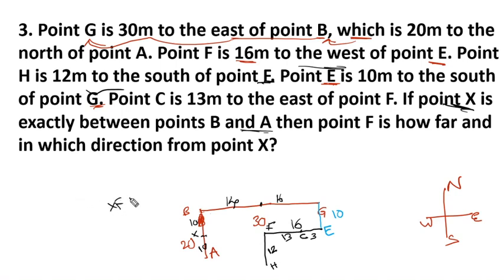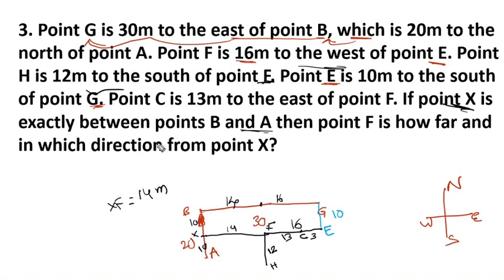X, F. So we know that total is 30. Up to here it is 16, which means the distance between X and F is 14, since these two are parallel lines. So the distance between X and F is 14 meters.